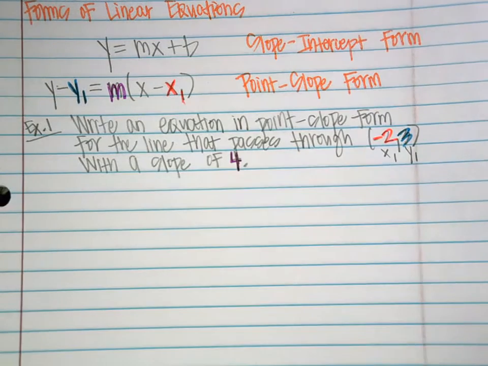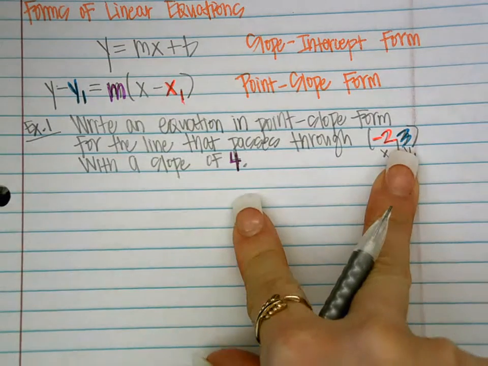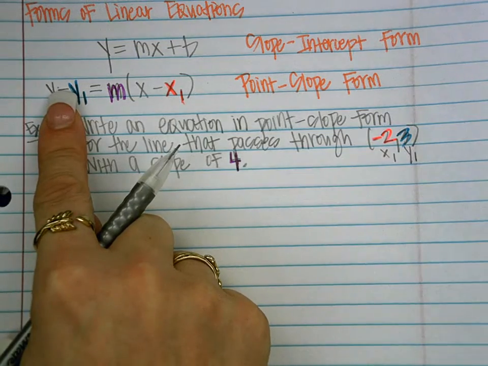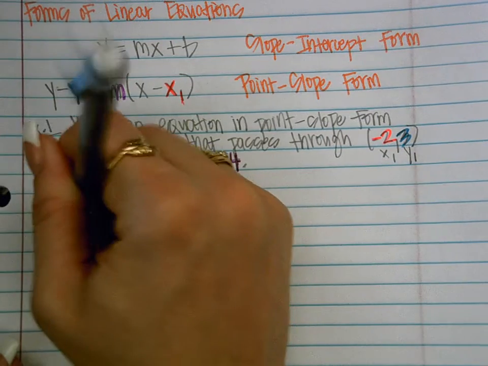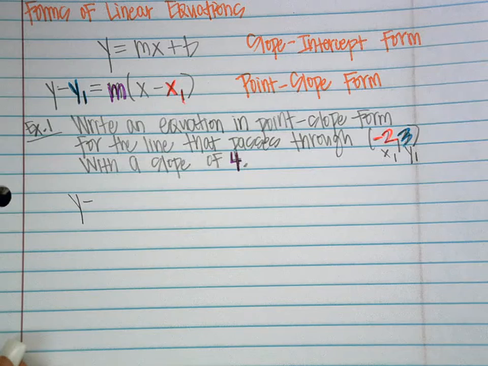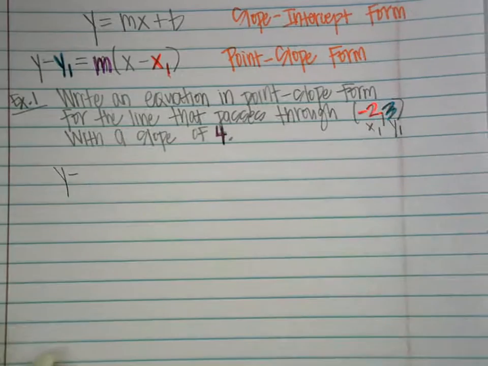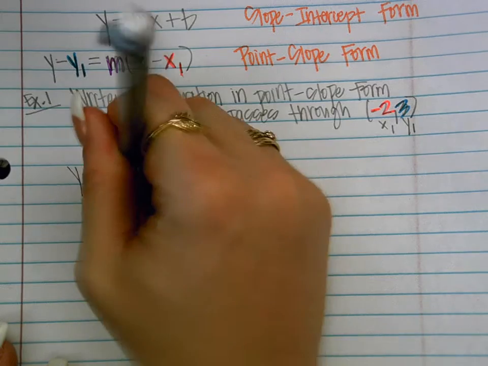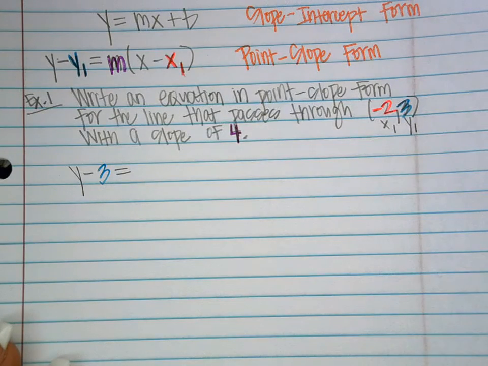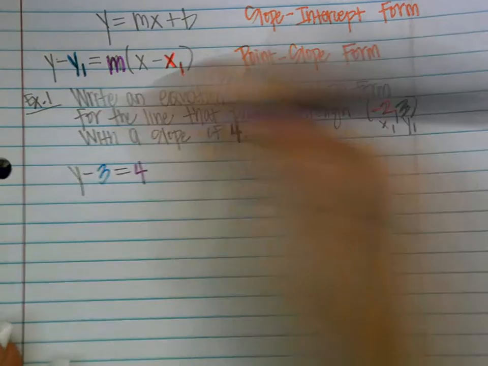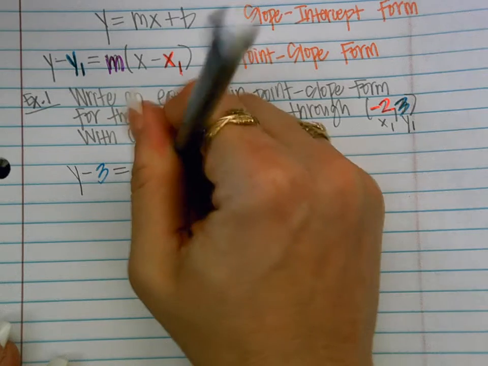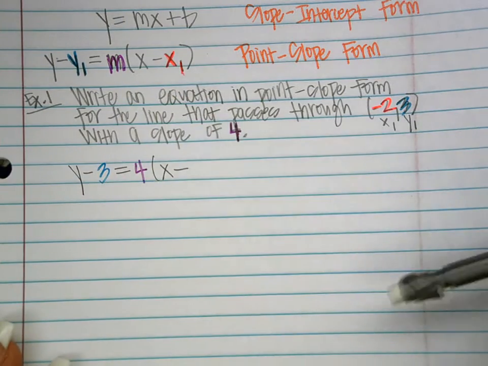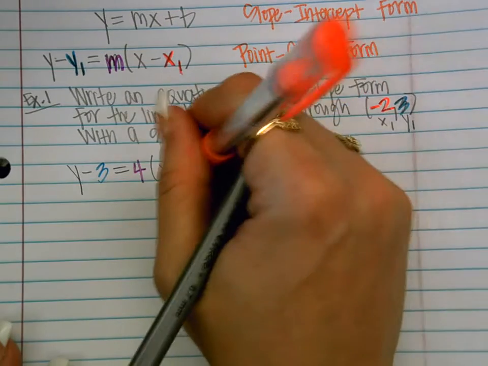So all you have to do is take what you're given and write it in this form. The way you always start is with y minus. What am I going to plug in for my y1? Y minus 3 equals, what's my m that I can plug in? 4, then a parentheses, then an x, minus, what's my x1? Negative 2.